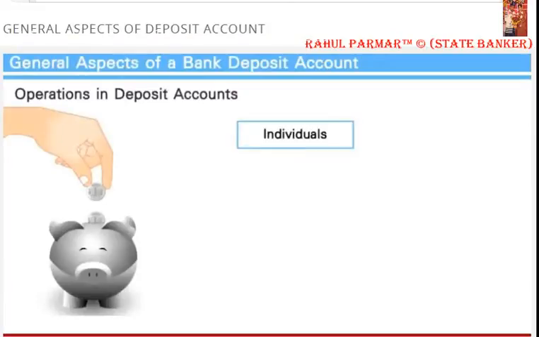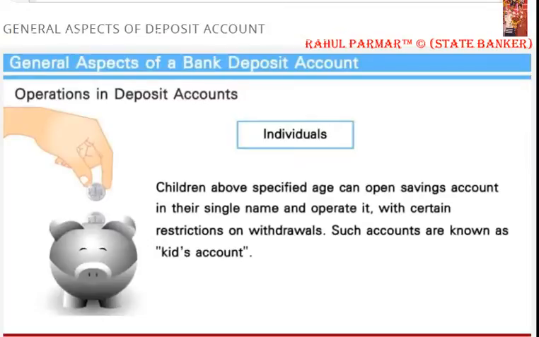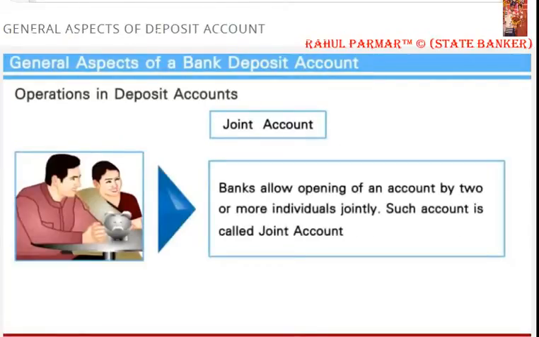Further, in order to encourage the saving habit among children, many banks allow minor children above a specified age to open a savings account in their single name and operate it with certain restrictions on withdrawals. Such accounts are known as kids accounts. The banks allow opening of an account by 2 or more individuals jointly. Such an account is called a joint account. For easy operation, the account holders instruct the bank about who would be operating the account.